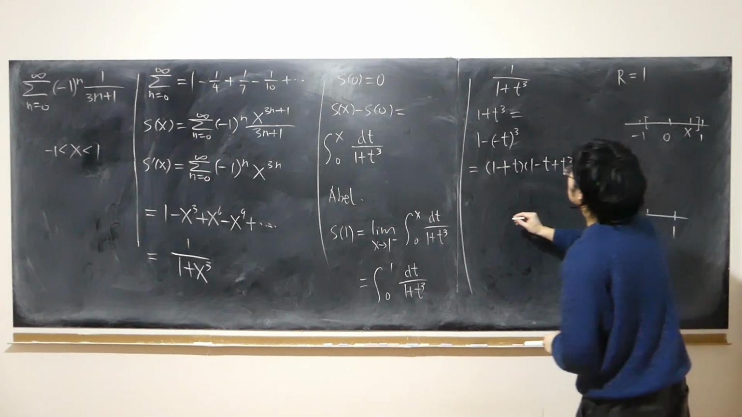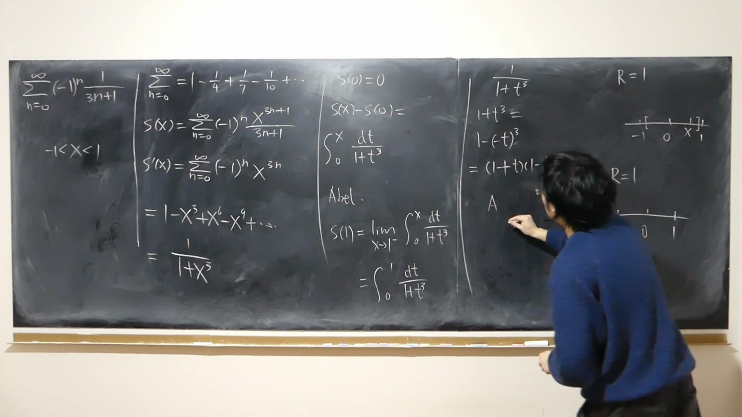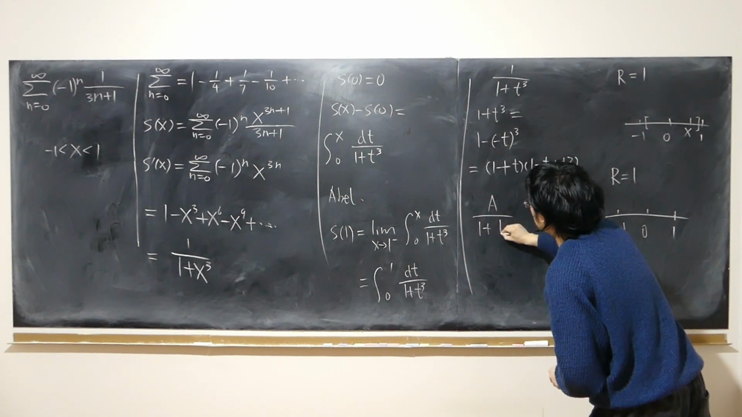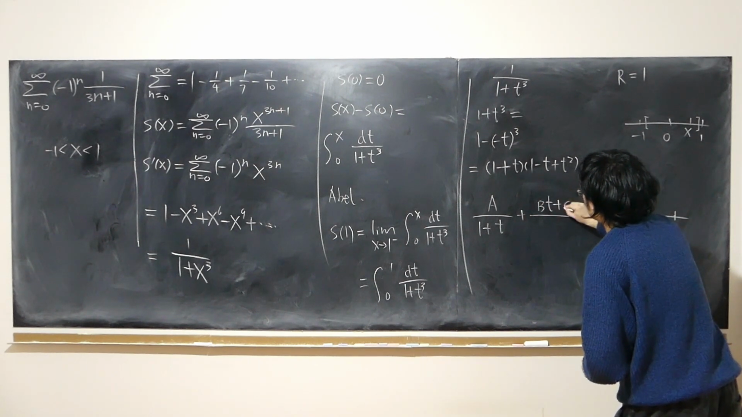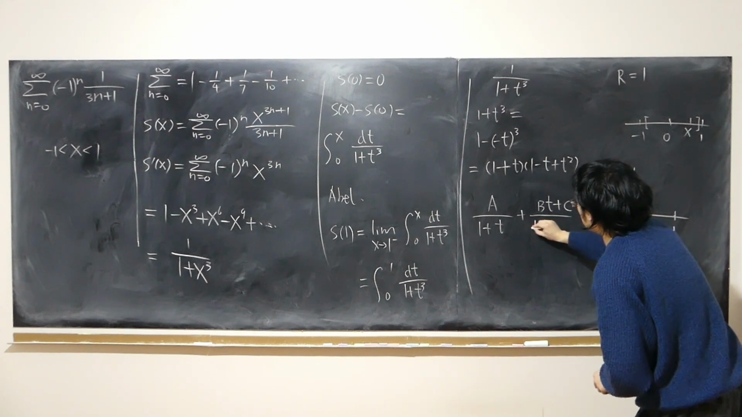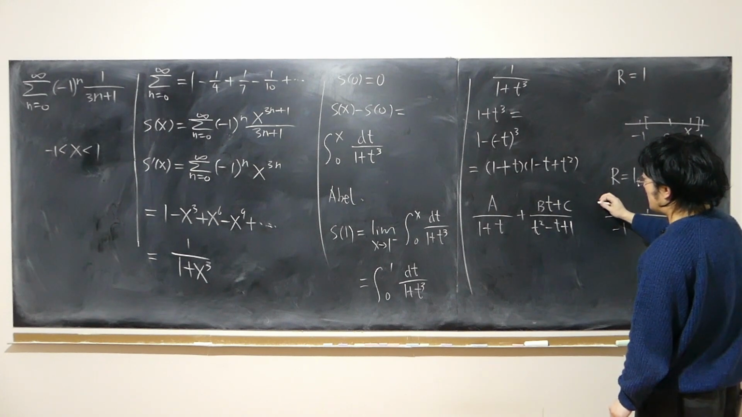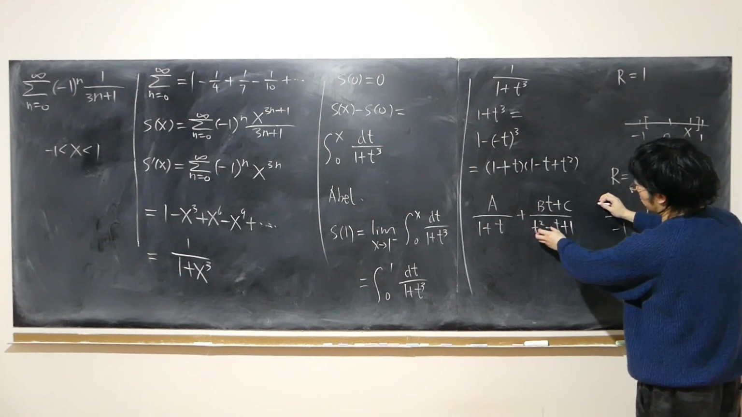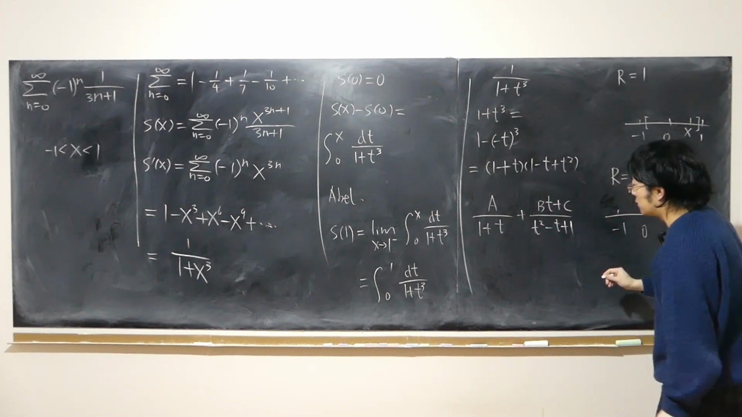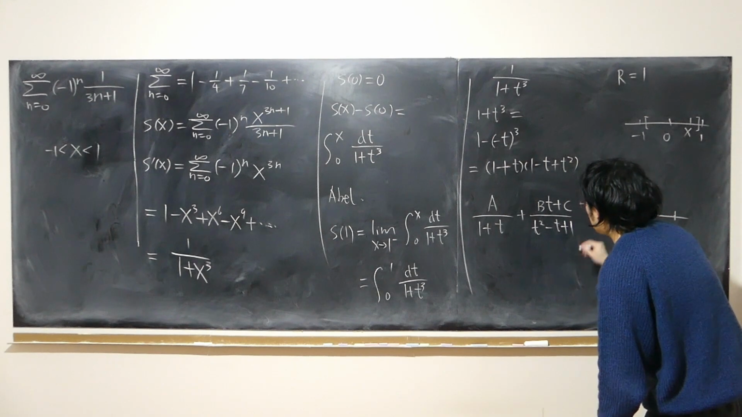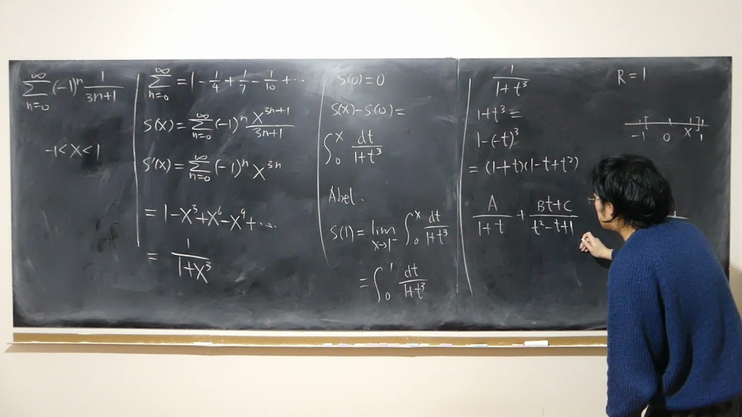Then in order to split it up, we have to determine the constants: a over 1 plus t, plus bt plus c over t squared minus t plus 1. Since we have a power degree of 2, we have to write bt plus c instead of just a constant. So in that way we have to determine the constants.